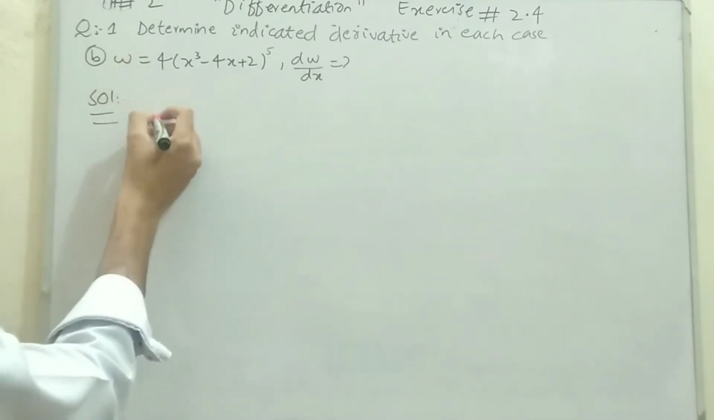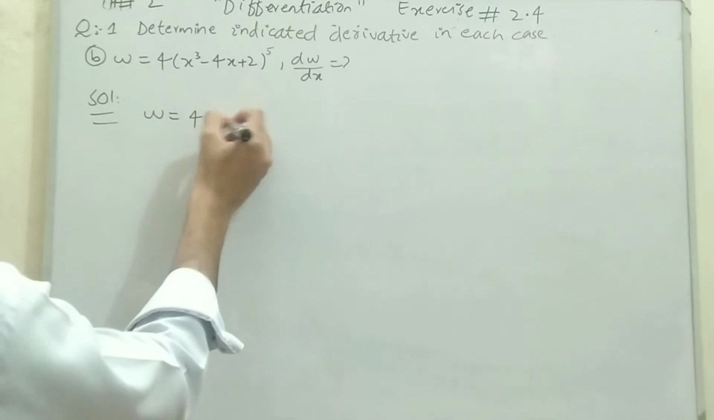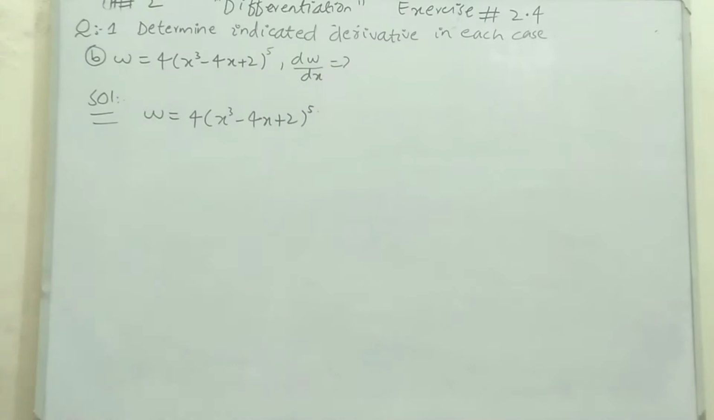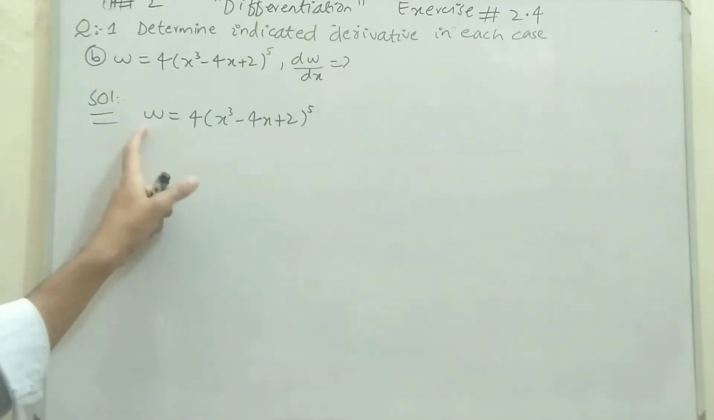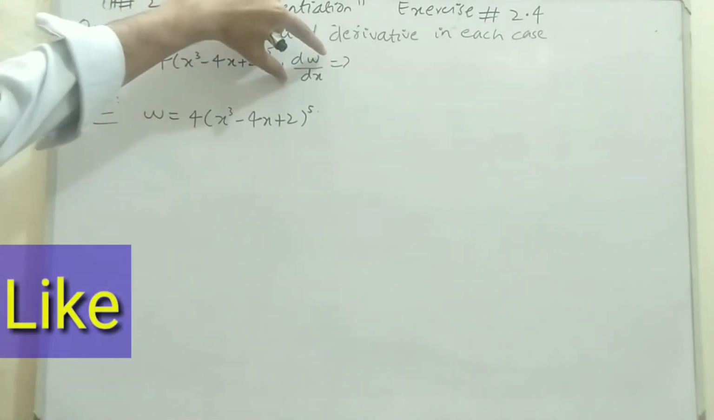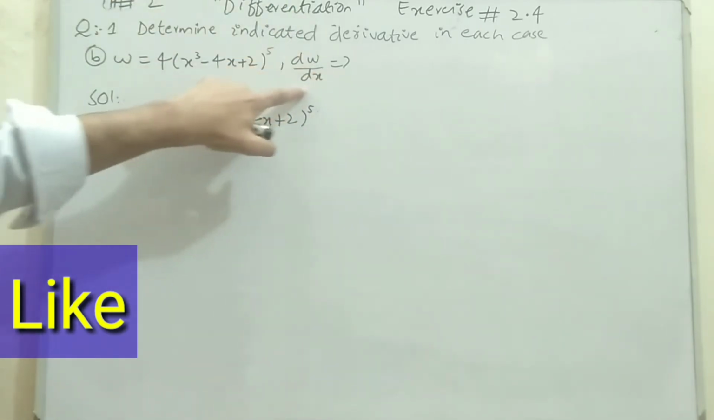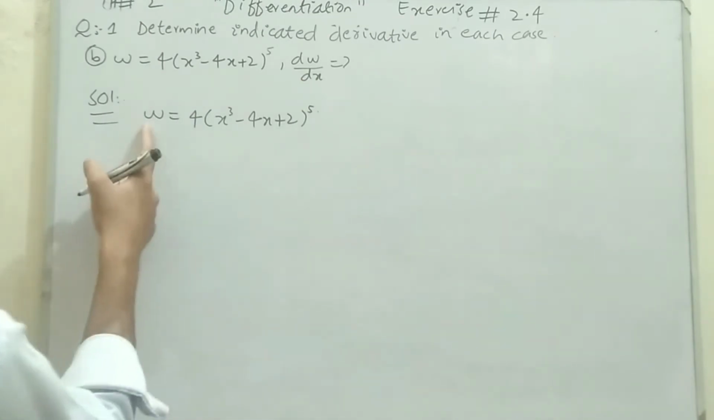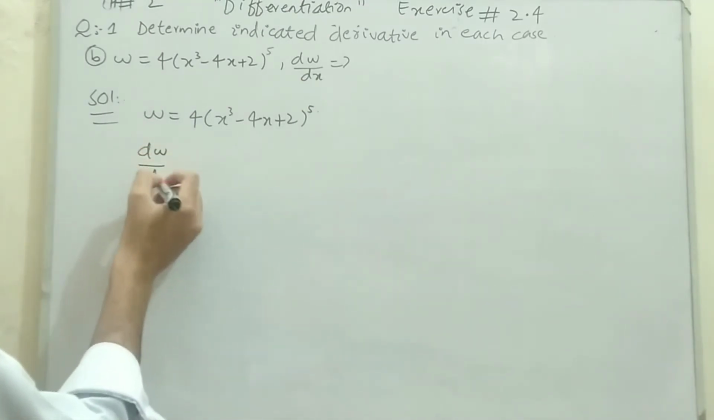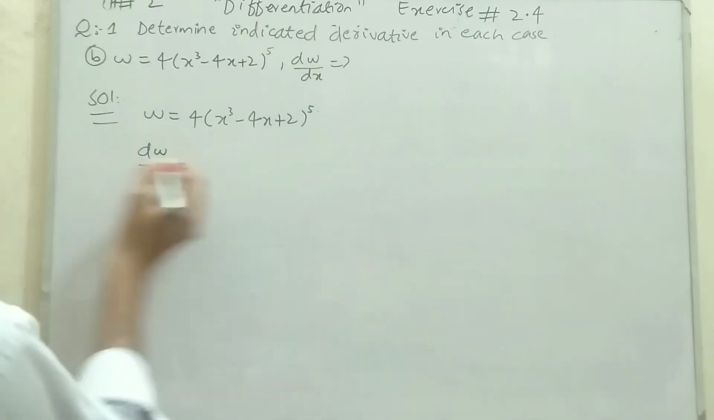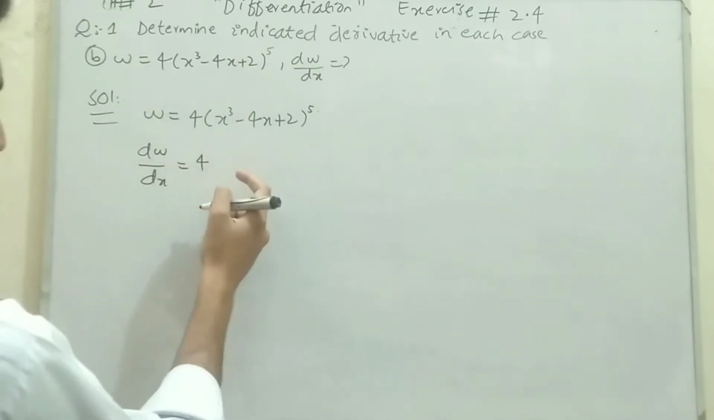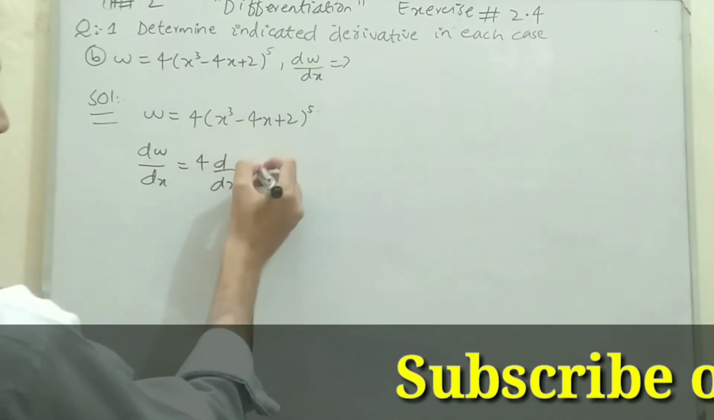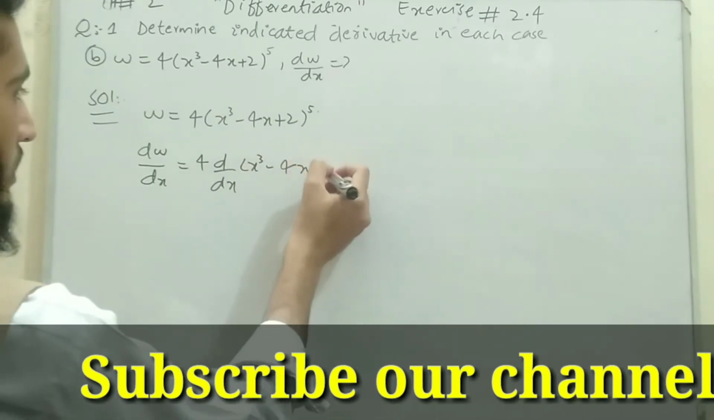We have a function given w is equal to 4 multiply x cube minus 4x plus 2 whole raised to the power 5. Remember, here the independent variable is x and the dependent variable is w. So here we are going to find the value of dw by dx. So it means that we will differentiate both sides with respect to x. So on differentiating both sides with respect to x, it becomes dw by dx. So here 4 is constant, so bring it to the front. So it becomes 4 multiply derivative with respect to x, so it becomes d by dx of this function x cube minus 4x plus 2 whole raised to the power 5.